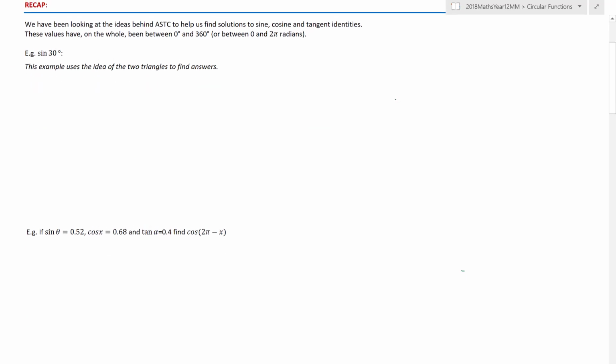So all the way through this course, trig is really important. And in the last few lessons we looked at the graphs of sine and cosine. We didn't do tan, that's coming up. But we've been looking at this idea of All Stations to Canberra to help us find solutions to sine, cosine, and tangent identities.